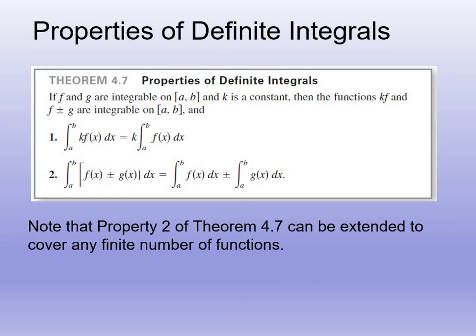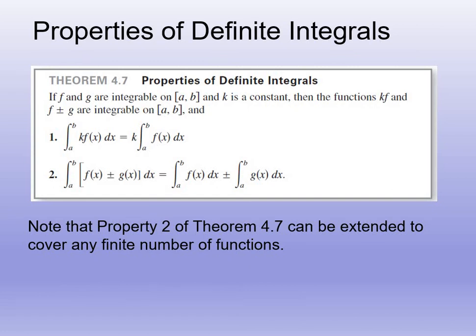Alright, let's look at theorem 4.7. We have properties of definite integrals. If f and g are integrable on a to b, and k is a constant, then the functions kf and f plus or minus g are integrable on a to b. So for this definite integral, if we have some sort of constant times the function, I can factor out that constant, and then take the integral.